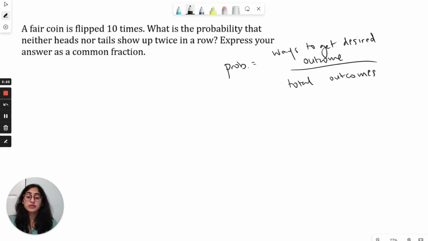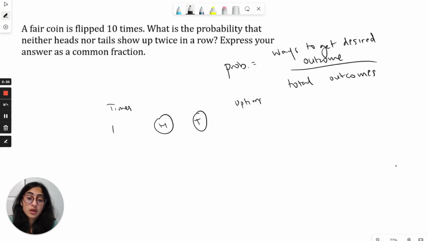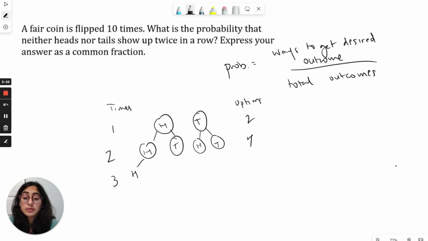All right, so the first time you flip this, you're going to get either heads or tails. So that's two different options. This is the times, and then this is the options. Well, what about the second time you flip it? If you flipped a head the first time, you could either get heads or tails. And if you flipped a tails the first time, you could also get heads or tails. So now that's four options. And then same thing here. The third time you flip it, you could get heads or tails from each of these.